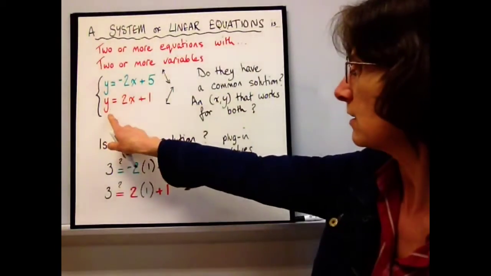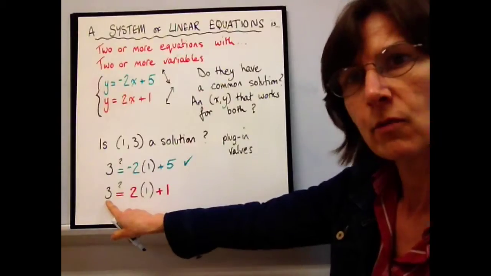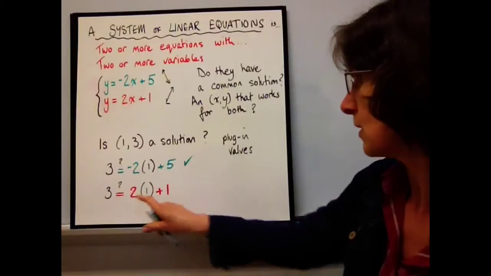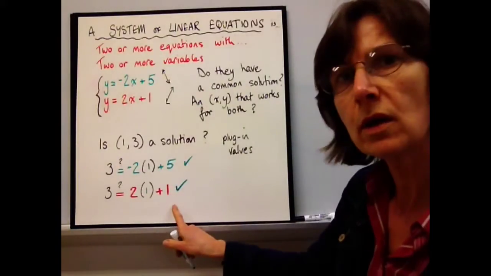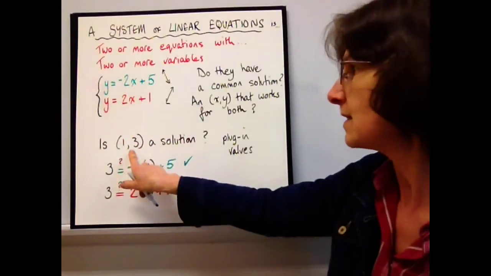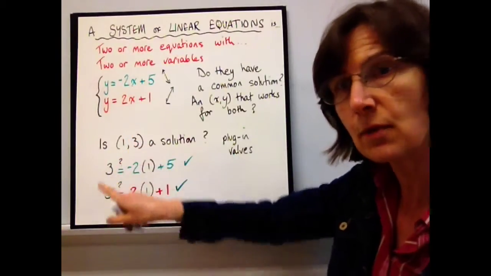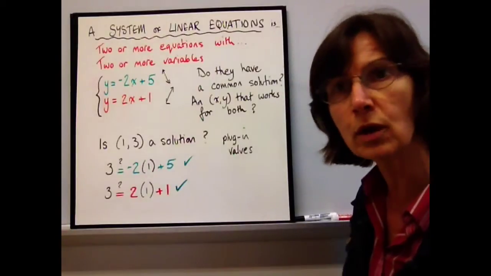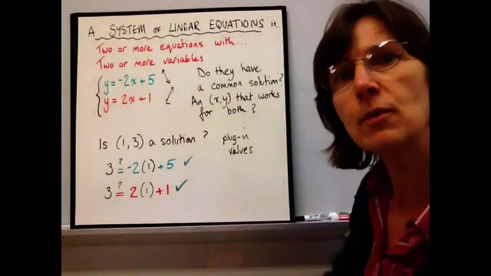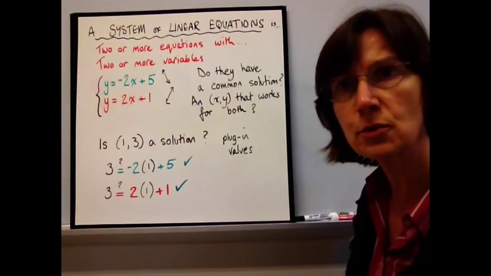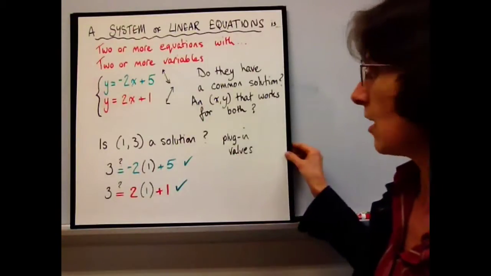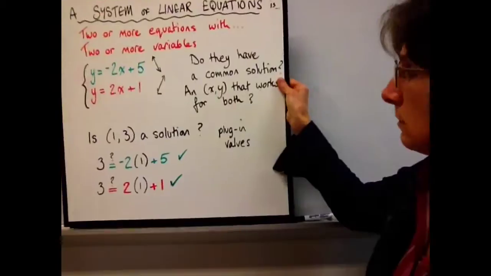Is 3, in the second equation, does the value of y equal 2 times 1 plus 1? 2 times 1 is 2 plus 1 is 3, yeah. So it works. So this is a solution for this system. It is the only solution for this system. There will be no other ordered pair that will work for both of those. So that's really what a system is. Either two equations with two variables, maybe three equations with three variables. And we're going to see how we can solve. Is there a common solution?